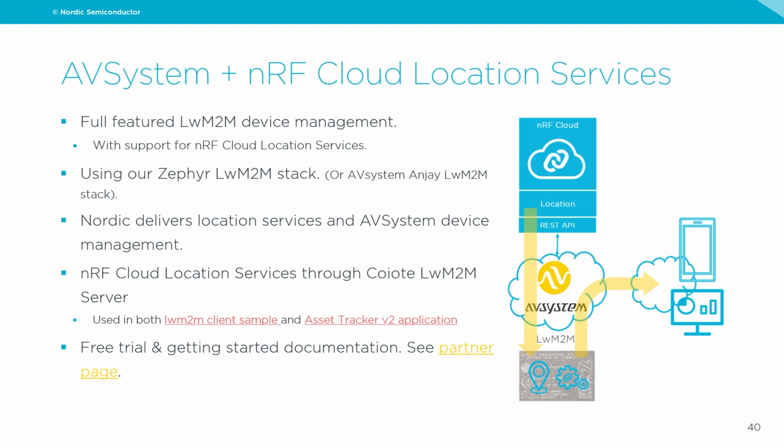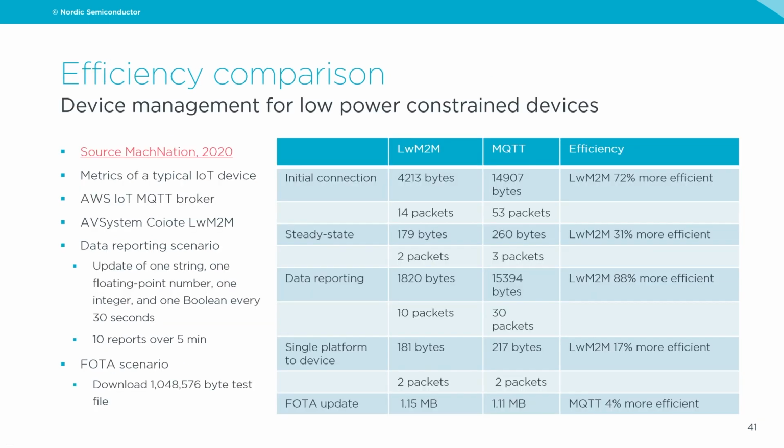So that is good to know. And there is a free trial and getting started documentation. Just take a look at our partner page. And here on the right-hand side, we can see that the device does connect to AVSystem. And then AVSystem communicates via the REST API to nRF Cloud, where the location data is received. And then if you want to communicate to your own cloud, etc., that is then possible via AVSystem.